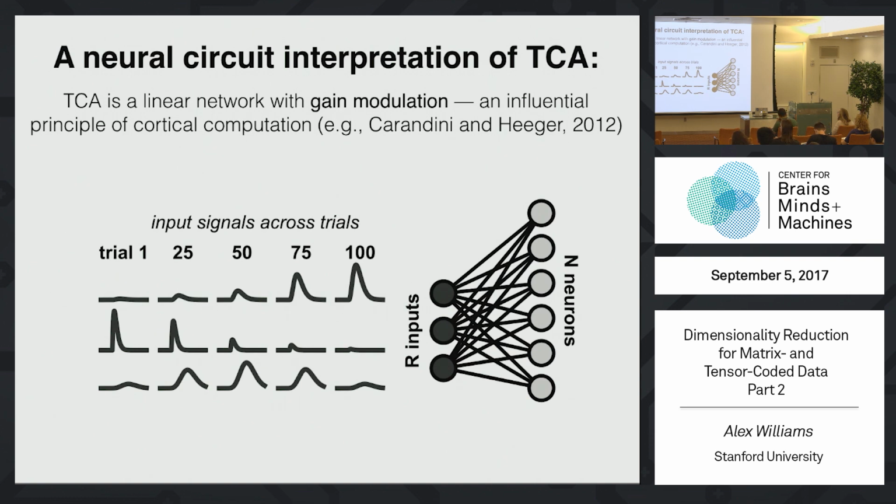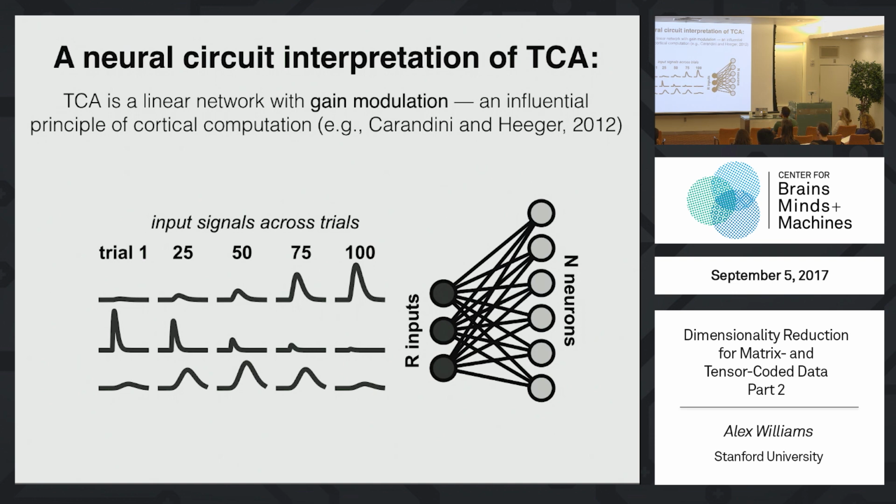And so concretely, what do I mean by gain modulation? Well, what I mean is you have a large number of neurons that you record from. So we'll say we record from n neurons, and there's r latent inputs to these neurons. And for simplicity, we'll assume that these are linear synapses and there's no recurrent connectivity between these neurons.